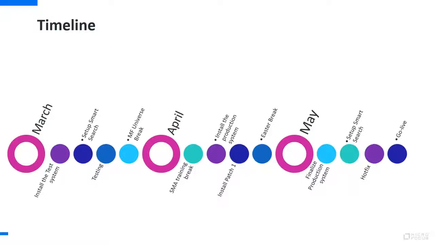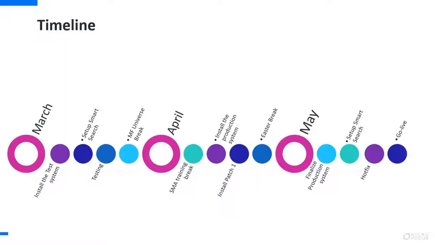I also put a timeline here to show that there have been several breaks in between. As I said, we started in March with installation of the test system and set up Smart Search. We tested, and then at the end of March and beginning of April, there was the Micro Focus Universe break. The customer attended this Universe, where we basically stopped working on the suite for 1 week. The week after, the customer joined the SMA training, which was basically another week where we did not continue working on it.